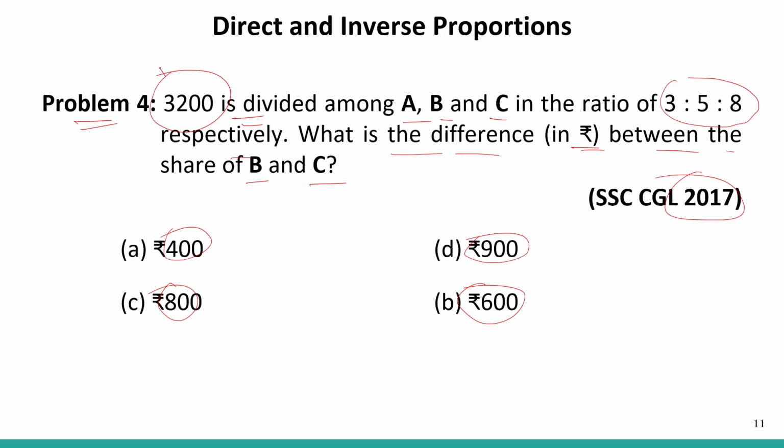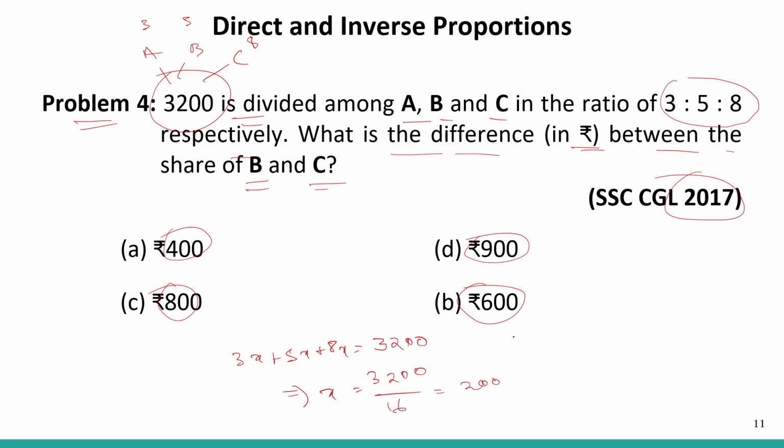Okay, so this is divided among A, B and C, right? So the ratio is 3 is to 5 is to 8. What is the difference in rupees between the share of B and C? So let their common factor be x. So it will be 3x plus 5x plus 8x is equal to 3200. So this implies that x is equal to 3200 by 8 plus 5 is 13 plus 3 is 16. So this will be 200.